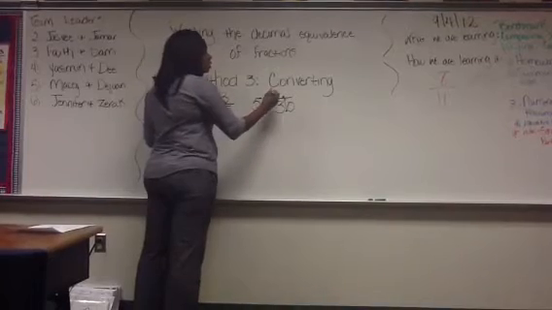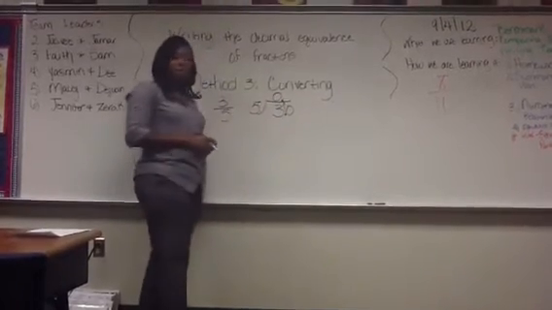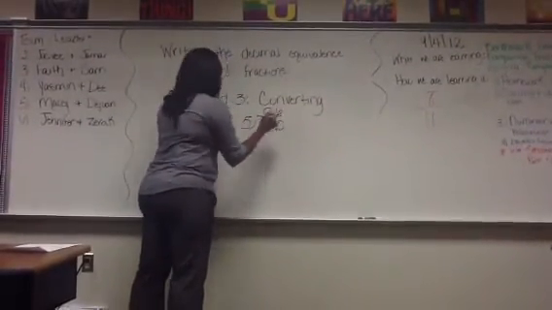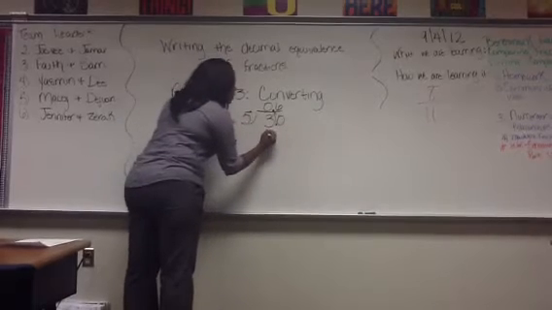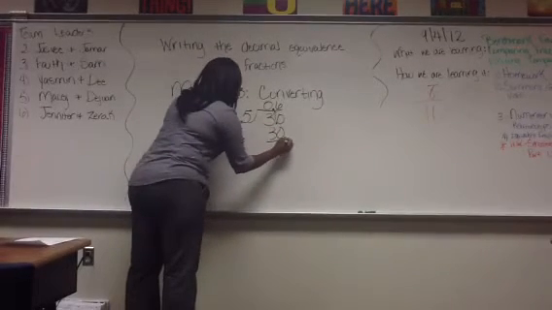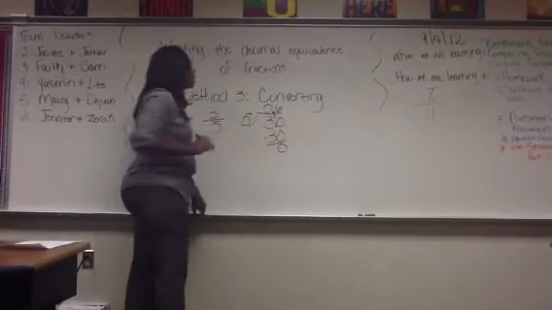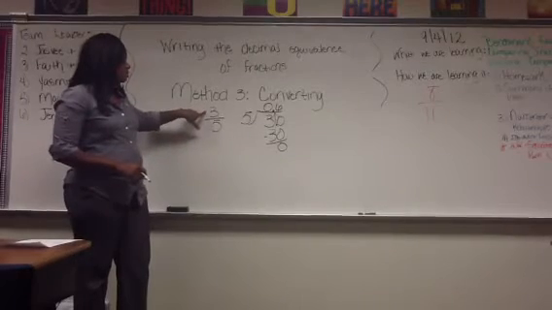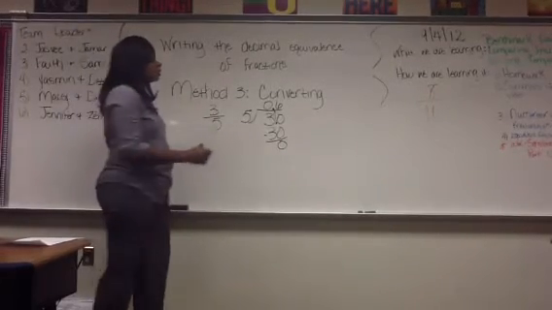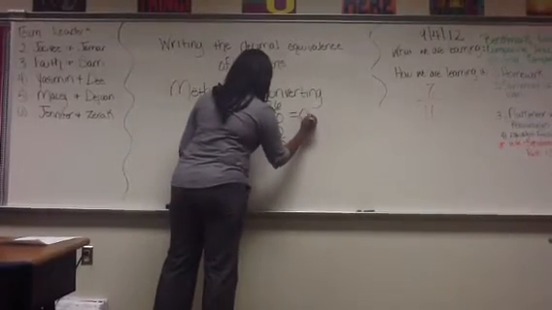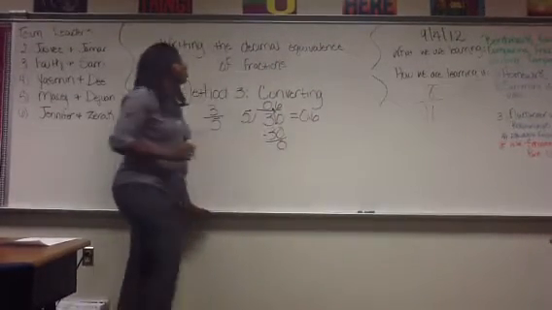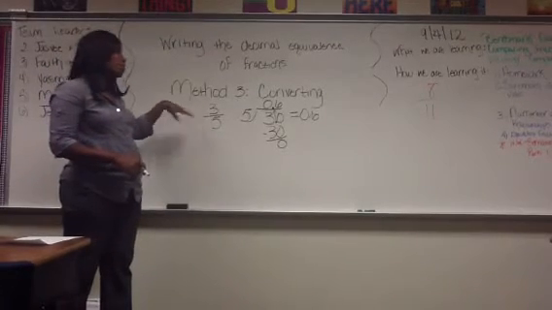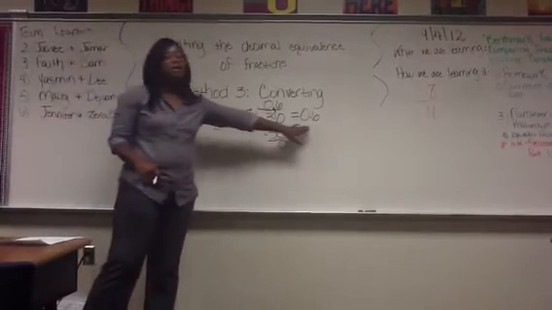5 goes into 3 no times. I know that, so I'm going to go ahead and put my 0 there. But 5 goes into 30 6 times. 6 times 5 is 30. 30 minus 30 is 0. Now I know that 3/5 is also equivalent to 6/10. We also used this example or something like it in the previous 2 methods. So as you can see, it does work.